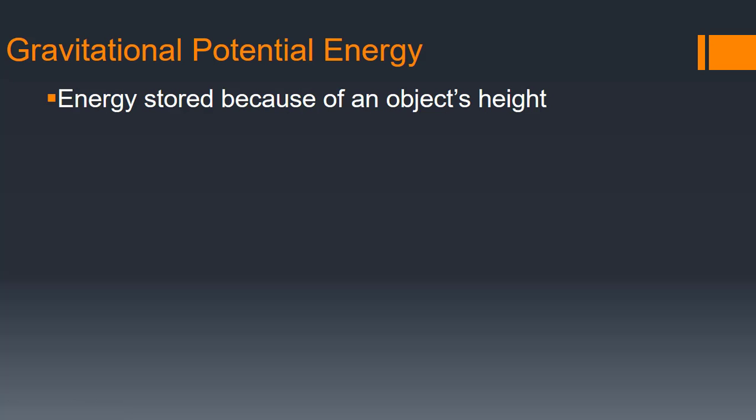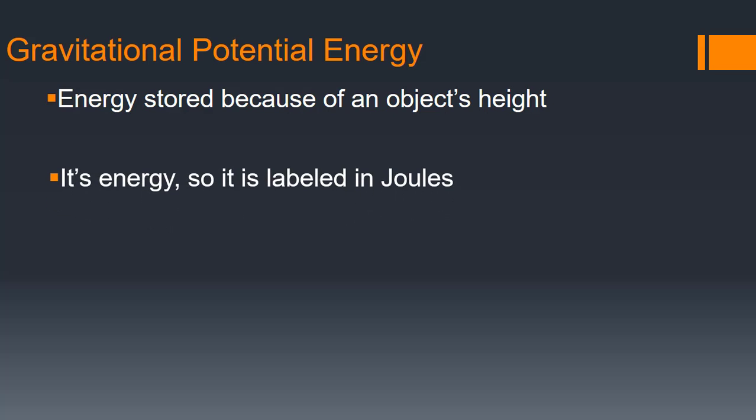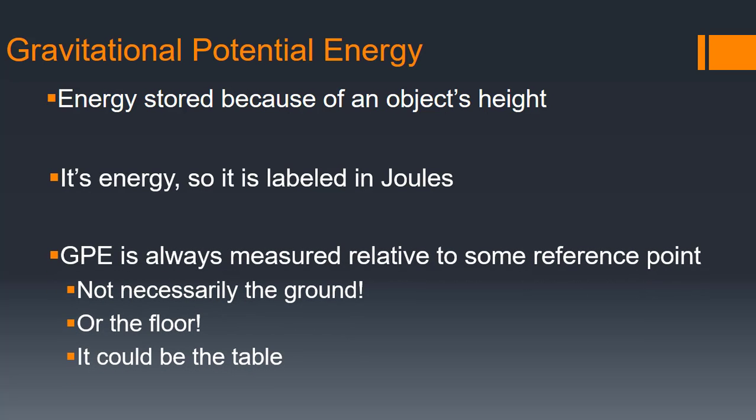All right, so we know that gravitational potential energy is the amount of energy stored because of an object's height above some reference point. It is energy, so we label it in joules. And I want to reiterate that the height is measured from some reference point that you choose. An obvious choice would be to choose the ground, but it doesn't have to be.